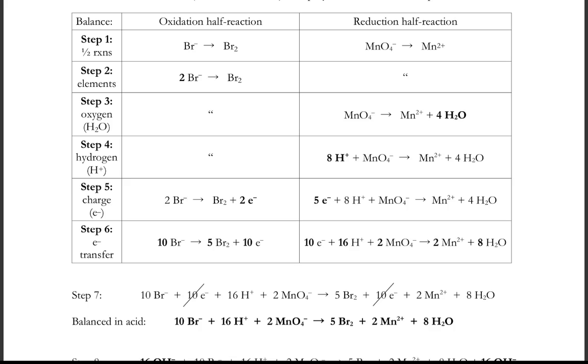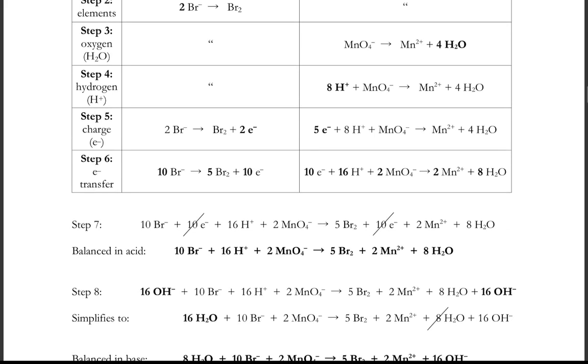Now step 7 is we combine our 2 half reactions. So we take everything in each half reaction on the left, yields everything in each half reaction on the right. So we have 10 Br minus plus 10 electrons plus 16 H plus 2 MnO4 minus yields 5 Br2 plus 10 electrons plus 2 Mn2 plus 8 H2O. Now we cancel out what appears on both sides, which are those 10 electrons, and we look at our reaction.